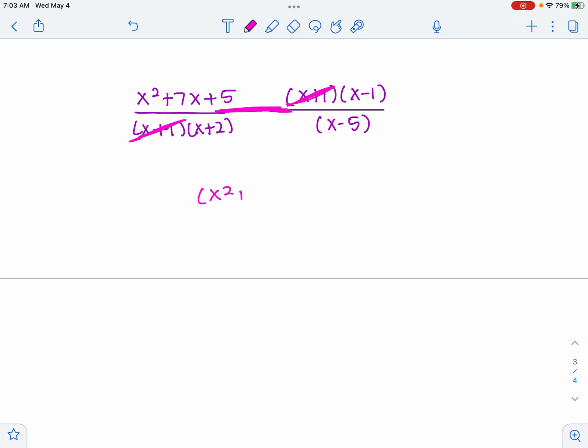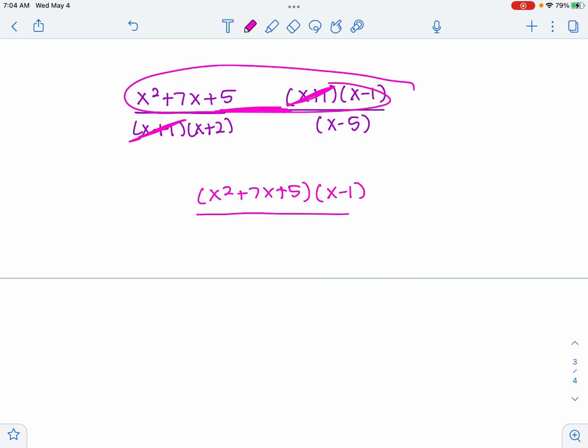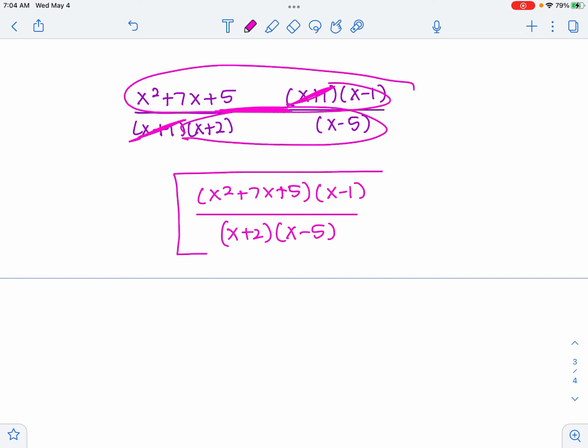I have an x squared plus 7x plus 5. Remember, that wasn't factorable, that's why I left it. Times x minus 1, so I just multiplied these two over these two multiplied. X plus 2 times x minus 5. And you can just leave your answer like that. You do not have to expand it. Remember, if it was simplifiable, we would have to factor everything and cancel out common factors, but we've done all that we can do. All right, that's it for your rationals lesson.